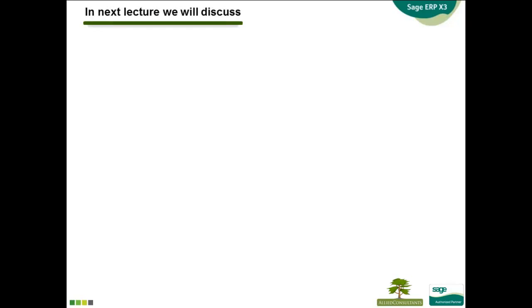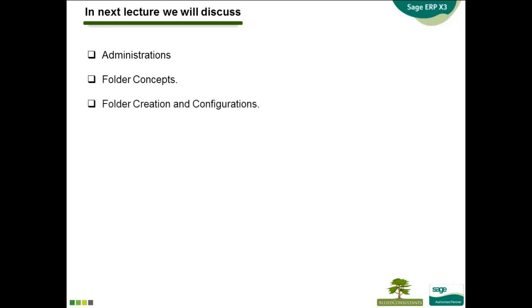In the next lecture, we will discuss some of the administration parts of Sage ERP X3. Although we will be focusing on the development side, a little know-how of the administration is also very important. Folder concepts, folder creation and configuration. After this topic, we will dive into technical stuff, and then we will discuss what data types Sage ERP X3 has, how to create your own data type, what the main types of data types in Sage are, then the tables, how to use the tables, how to create them, and how to modify the existing tables.